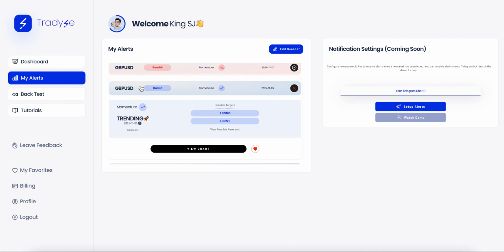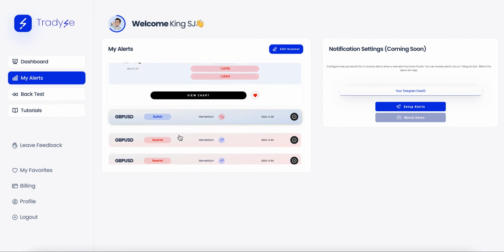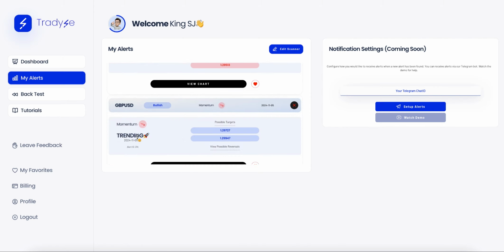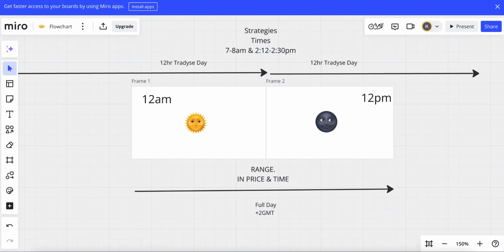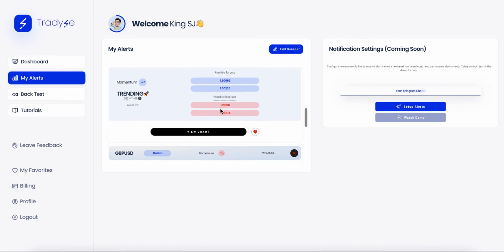Now, the ranges in price, I'll use this example, is how we have possible targets in the direction that our bias is going for, so in this scenario, bullish, and then we offer possible reversals in the opposite direction. And if you see here, you'll see that little afternoon sign, and if you click this, you'll see the sun, which basically alludes to the AM session. So now you might be wondering, okay, what do you mean by ranges?